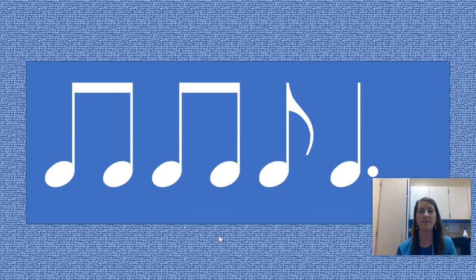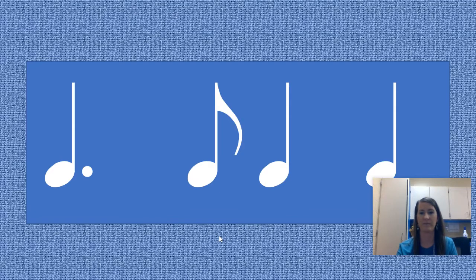Ready, go. T-t-t-t-t-tom, T-t-t-t-t-tom, T-t-t-t-t-tom, T-t-t-t-t-tom. All right, now you see that the tom is first and the T is second, so that would be Tom T. Ooh, that's tricky.